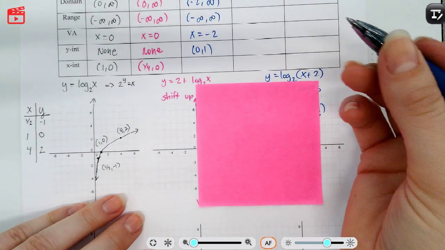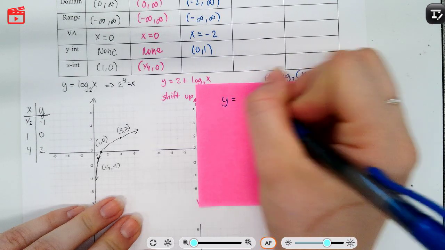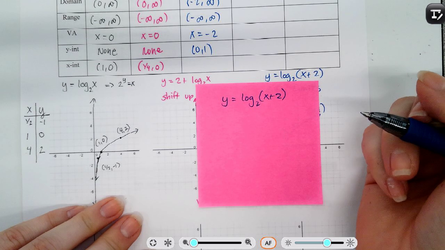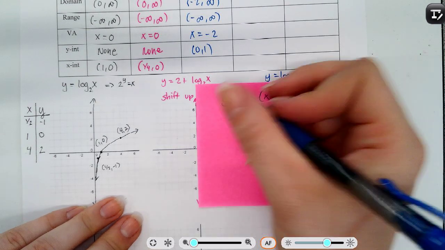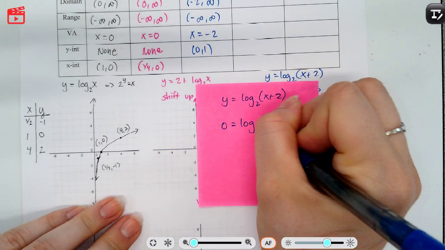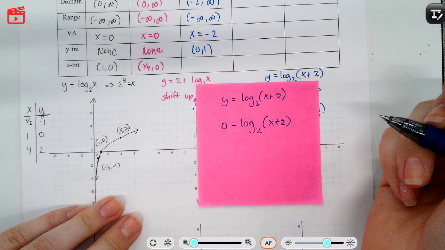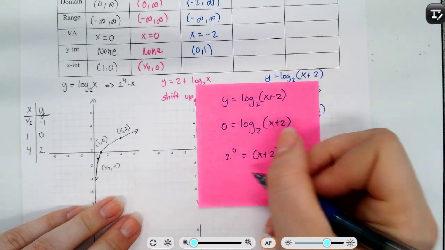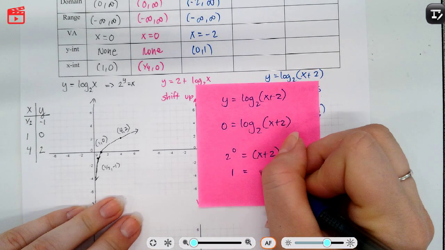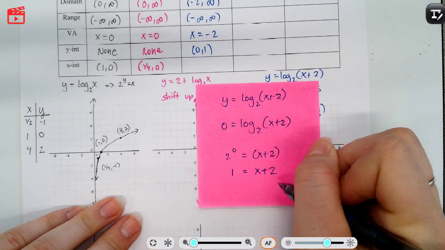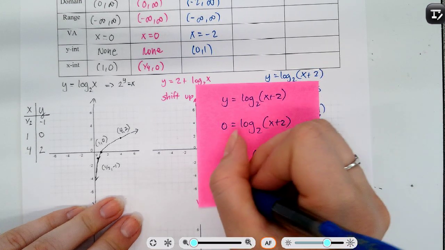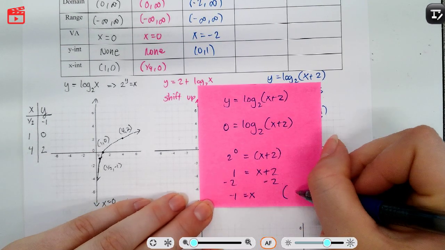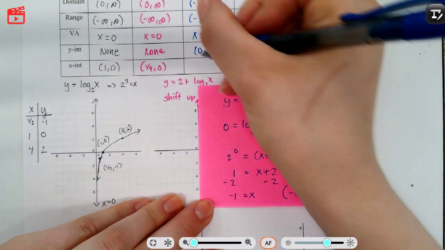Okay, solving for the x-intercept. Let's see, so starting with y equals log base 2 of x plus 2. All right, plugging in 0 for y. This is saying 2 to the 0 power equals x plus 2. Well, 2 to the 0 power is 1. So that's going to be x plus 2. So subtracting 2 from both sides, I have negative 1 equals x. All right, so my x-intercept is negative 1, 0.